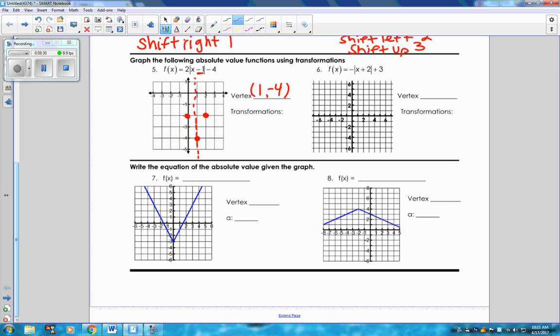Do we see how a was 2? A is my slope. So I went up 2, right 1. I'm going to go up 2, right 1. And I'm just going to do it the other way. So go up 2, left 1. Up 2, left 1. And from there, I draw my lines.